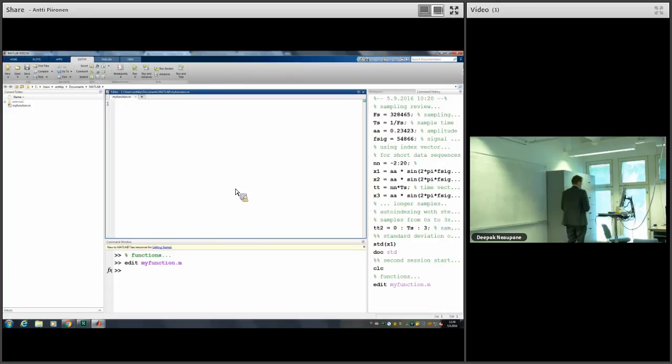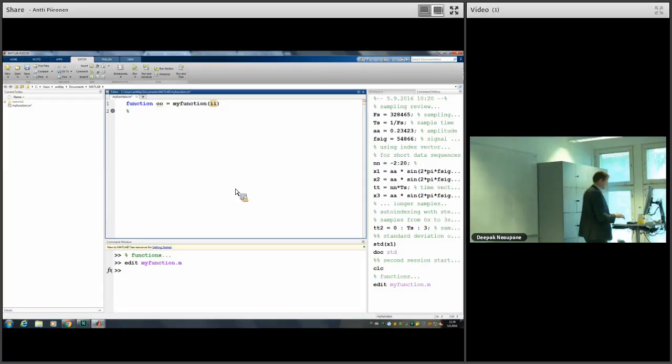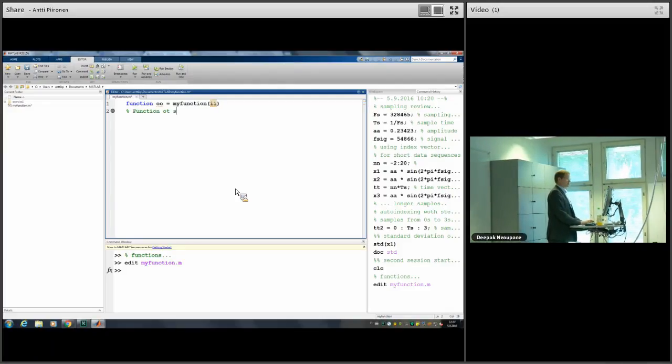And how to say that this is a function? We start it with the function definition. And output equals function name as a function of input. Don't use the words input, output. They usually are already reserved for some other use. And then what I usually do, on the first line after the function there is a description. Simply say function to show how functions are done. And then use it.